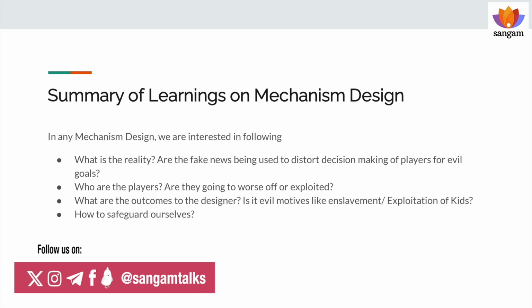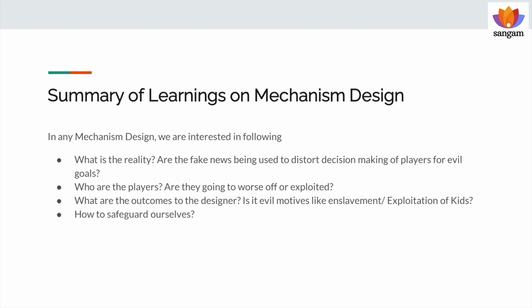Now, a summary of the learnings on machine learning and mechanism design. In mechanism design, we are interested in what the reality is. Is fake news being used to distort the decision making of players for evil goals? That is what we wanted to understand. Who are the players? Are they going to be worse off or get exploited?